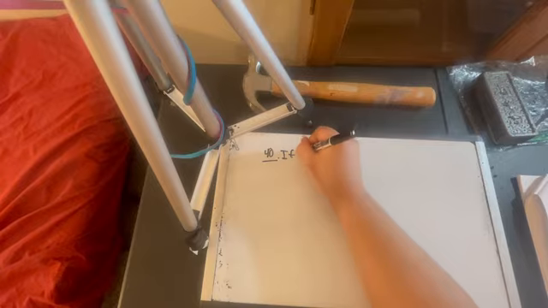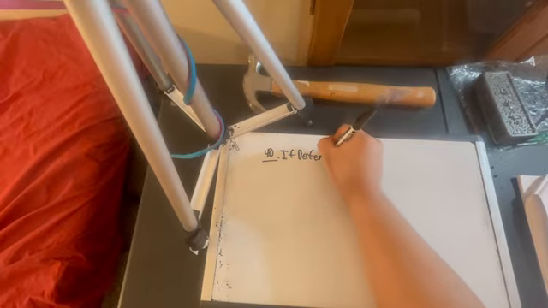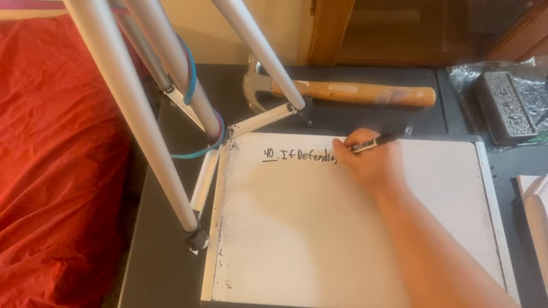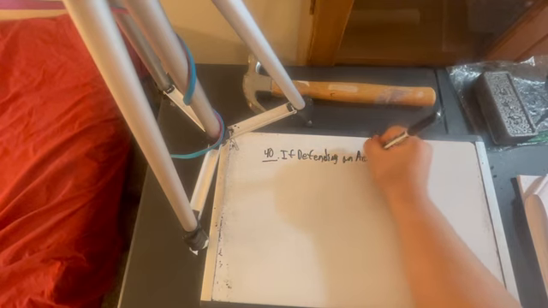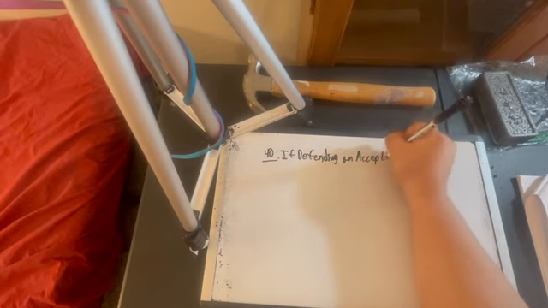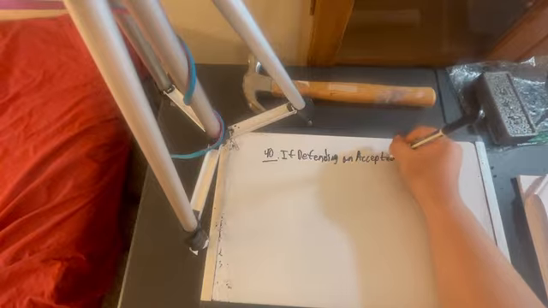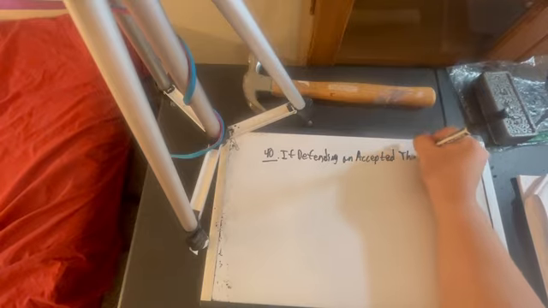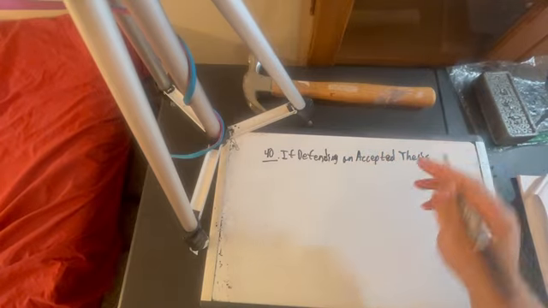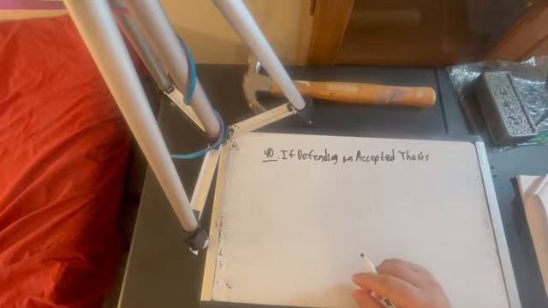If defending an accepted thesis, so if the answerer defends a generally accepted thesis, the questioner's conclusion will be generally rejected. Therefore, the answerer may grant generally accepted premises and even some that are less rejected than the conclusion.